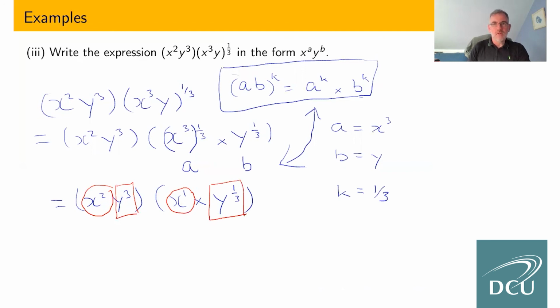So my result overall will be, we're multiplying all the way through here. So I have x to the power of 2 plus 1, and we'll have y to the power of 3 plus 1/3. So that will give us what? That will give us x to the power of 3 and y to the power of 3 plus 1/3. Adding those fractions, that will give us y to the power of 10 over 3, 3 and 1/3.